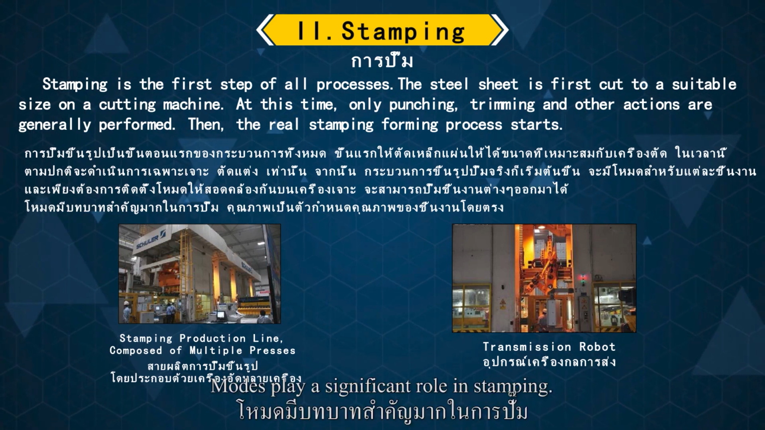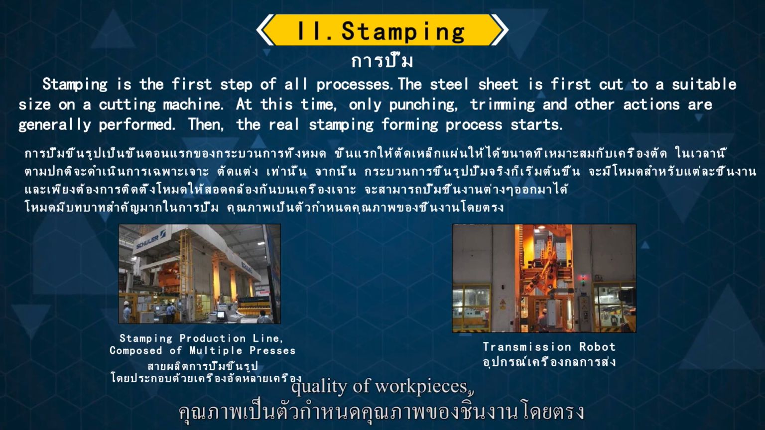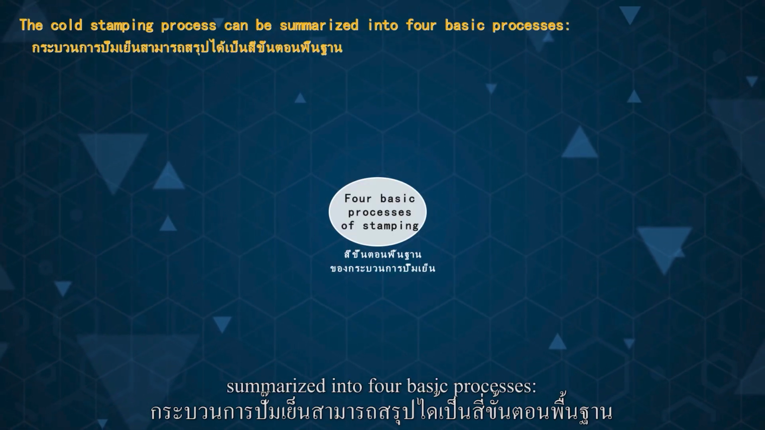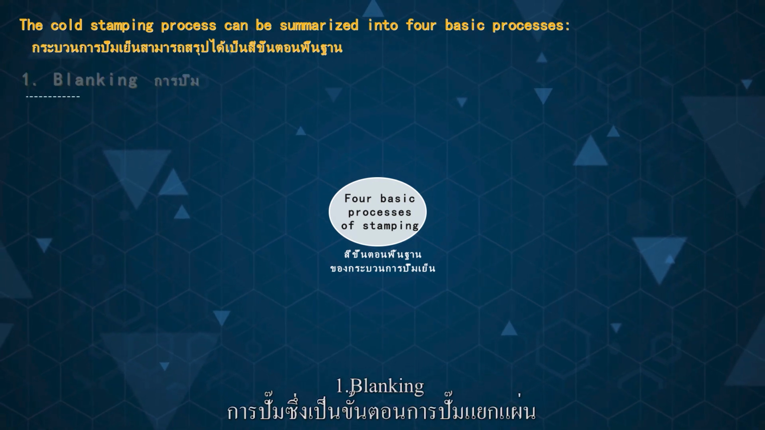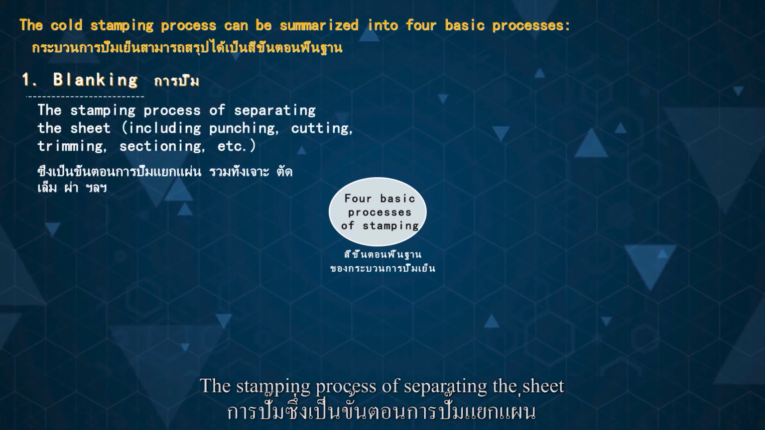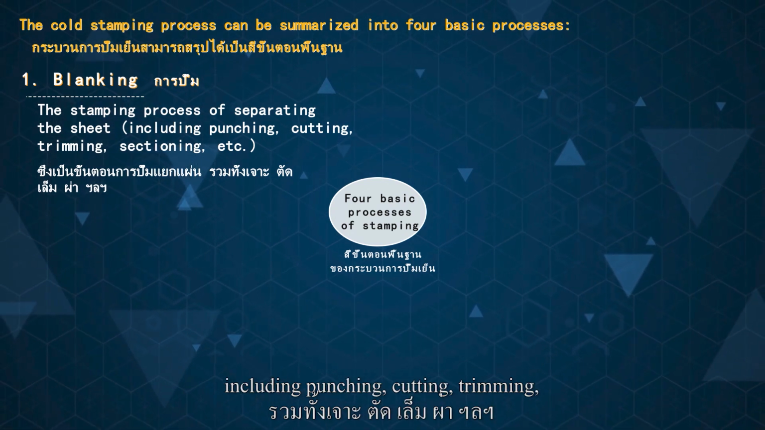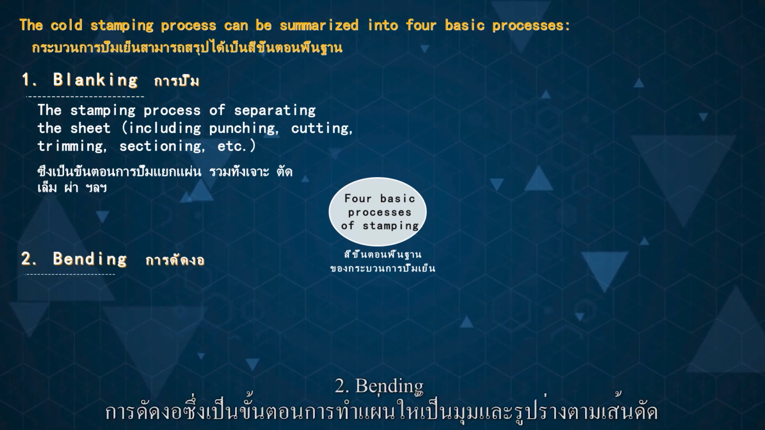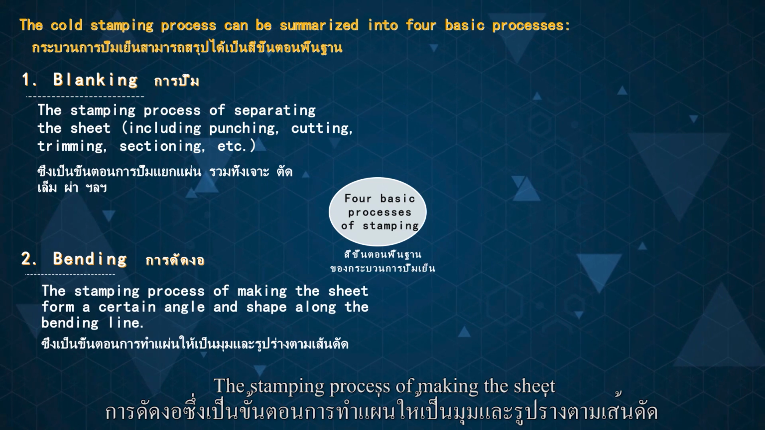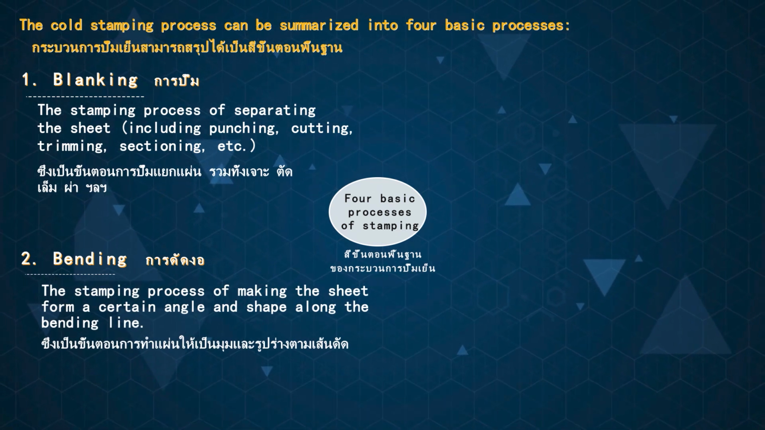Molds play a significant role in stamping. Their quality directly determines the quality of workpieces. The cold stamping process can be summarized into 4 basic processes. 1. Blanking. The stamping process of separating the sheet, including punching, cutting, trimming, sectioning, etc. 2. Bending. The stamping process of making the sheet form a certain angle and shape along the bending line.